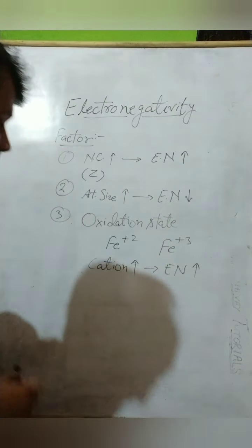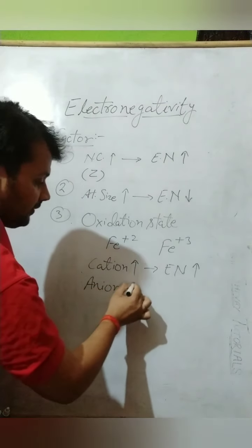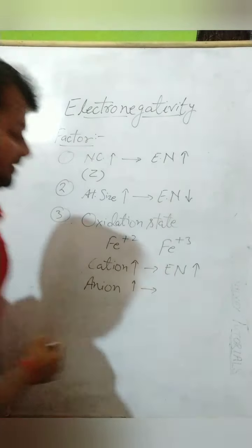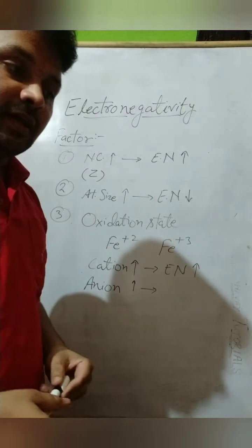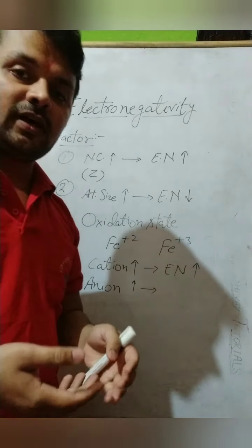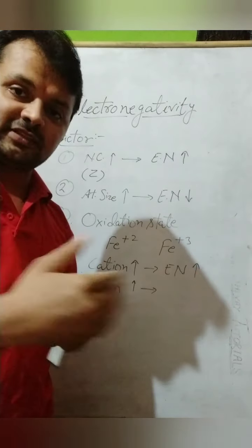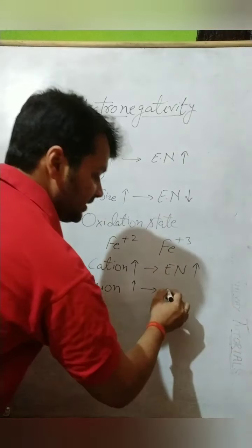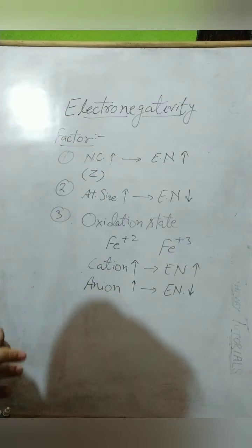And the opposite trend, if anion is increasing, means in any case if we have the anion part, which is -2, -3 charges, okay, then that will happen. If the negative charge is already on the atom, then will it attract the electron towards itself? No, same charges repel each other. So if anion increases, then electronegativity will decrease. This is the oxidation state.